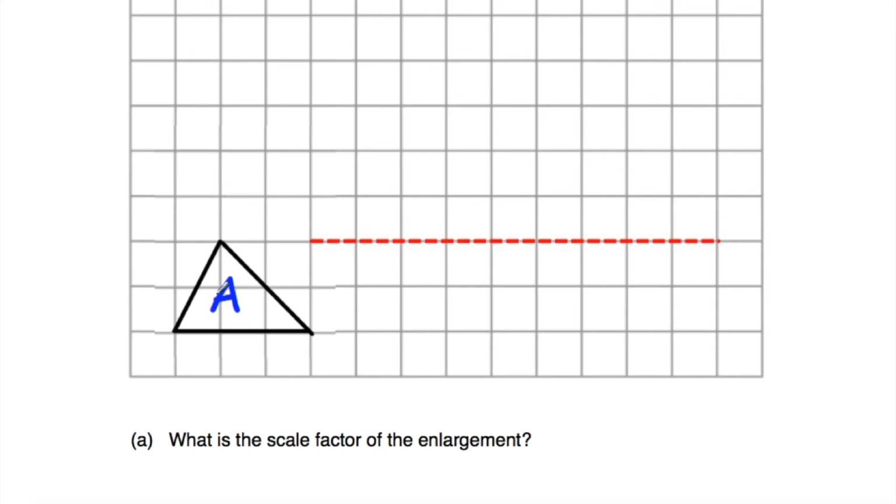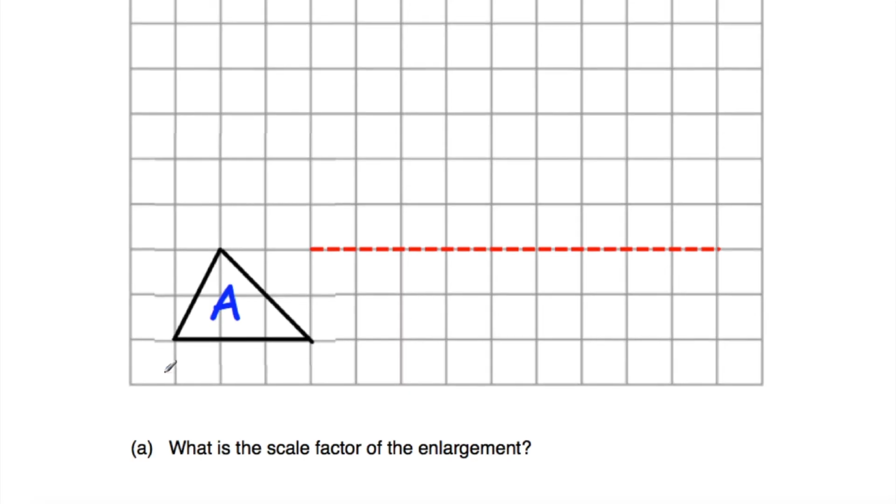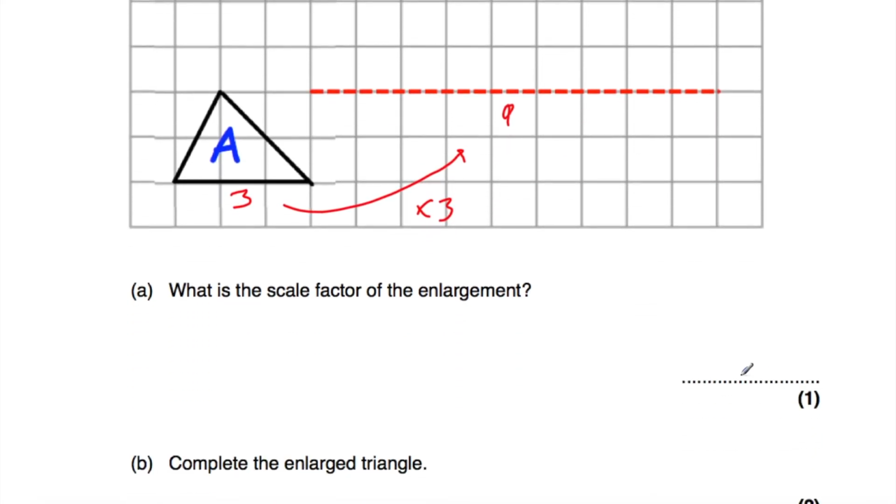So let's look at the base of A. Is it a centimetre square grid? The base of A is 1, 2, 3 across, and the length of this line is 1, 2, 3, 4, 5, 6, 7, 8, 9, so that's 9 across. So that's 3 times larger. Because the base of this triangle is 3 times larger than the base of this triangle, the scale factor of enlargement is 3, so times by 3.